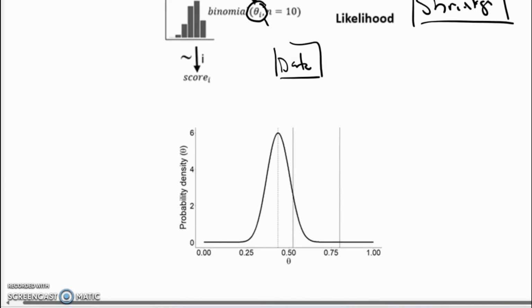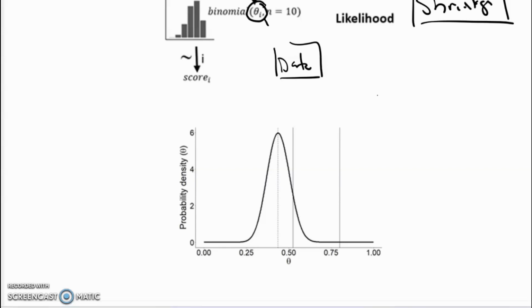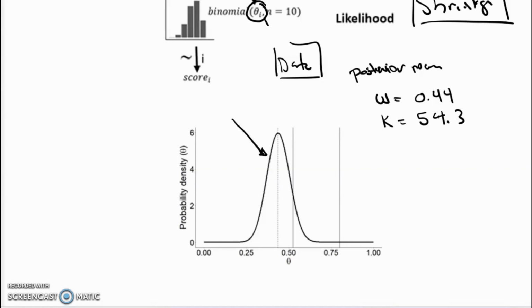So if we put some more flesh on that, if we consider the outcome of runjags random walk, it turned out that the posterior mean, and this is all available in code on eClass, the posterior mean of omega was 0.44, and the posterior mean of kappa was equal to 54.3. So here is the prior. So there's the prior there, based on omega being equal to 0.44 and kappa being equal to 54.3.